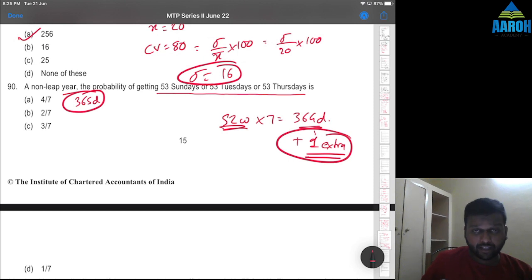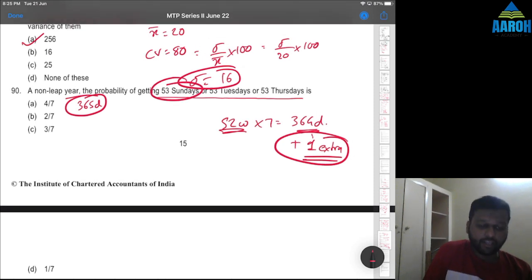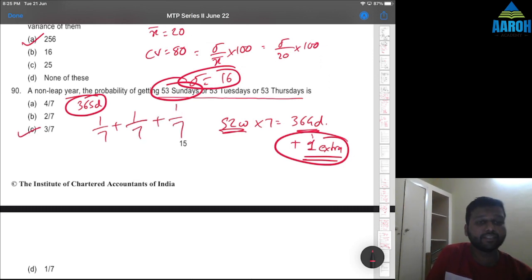What is probability that it is Sunday specifically? There are 7 days in total, right? Probability that it is Sunday is 1 out of 7, or probability that it is Tuesday is again 1 out of 7, or probability that Thursday again 1 out of 7. So 3 by 7 is the correct answer, option C for question 9.